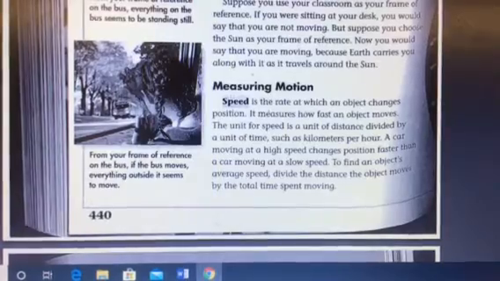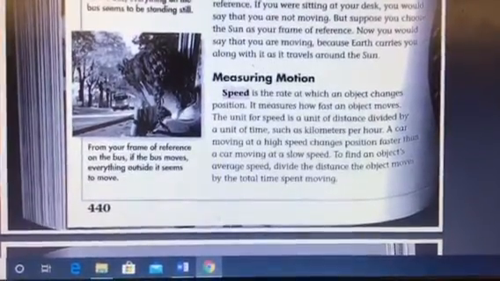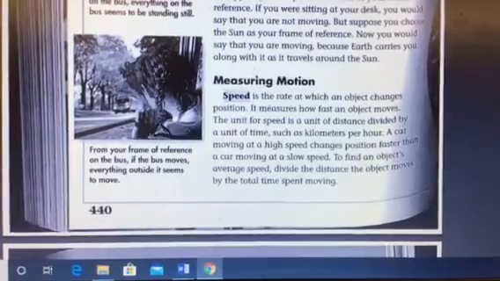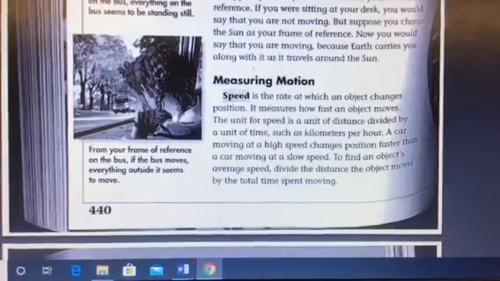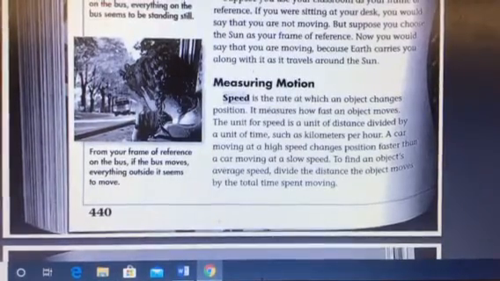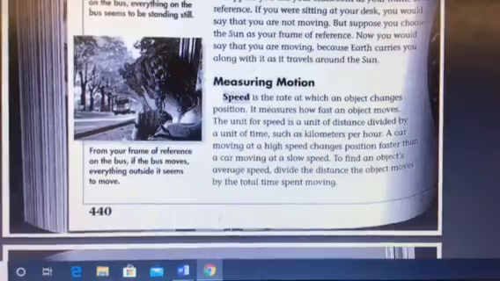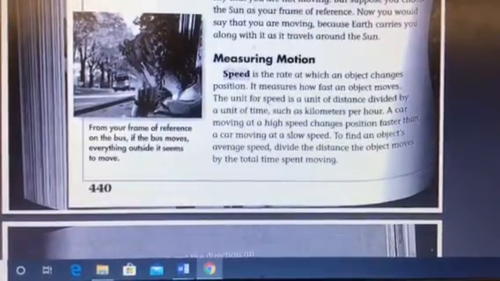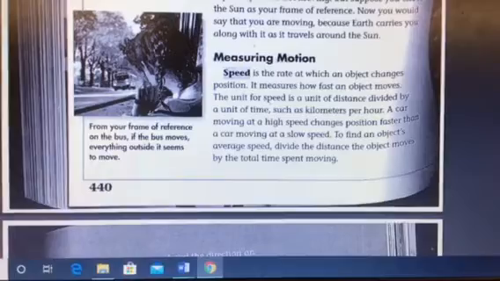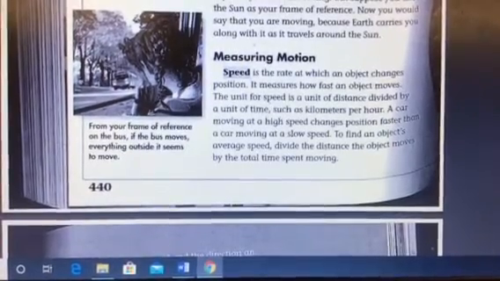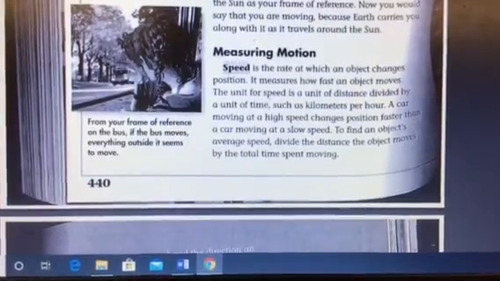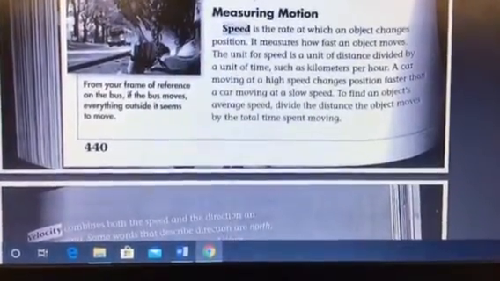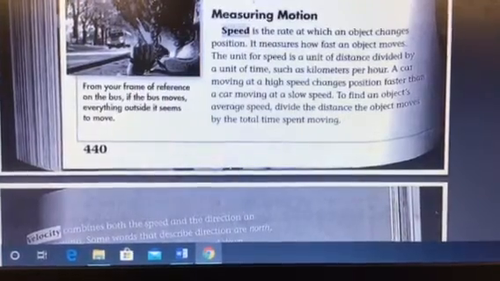The next heading, measuring motion. Speed is the rate at which an object changes position. It measures how fast an object moves. The unit for speed is a unit of distance divided by a unit of time, such as kilometers per hour. A car moving at a high speed changes position faster than a car moving at a slow speed. To find an object's average speed, divide the distance the object moves by the total time spent moving.